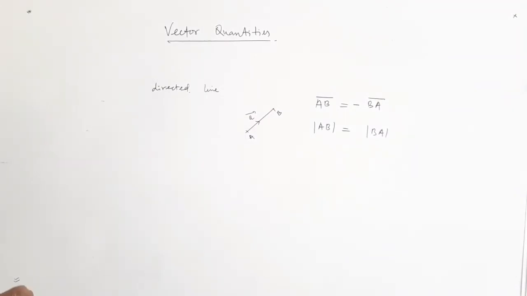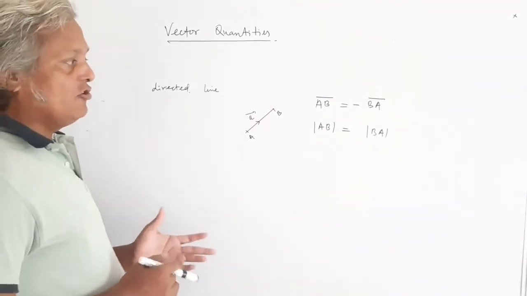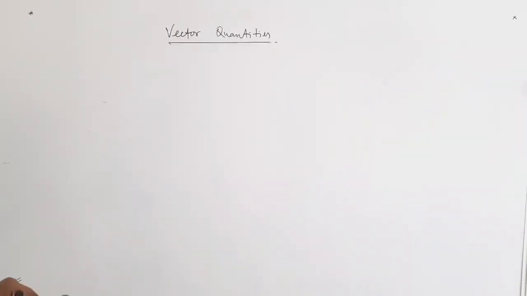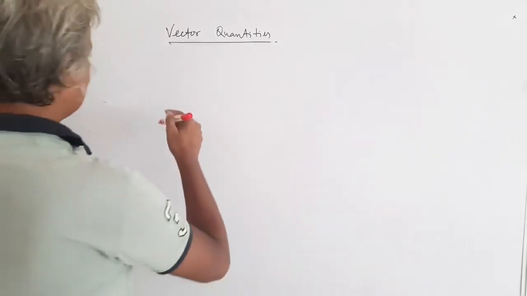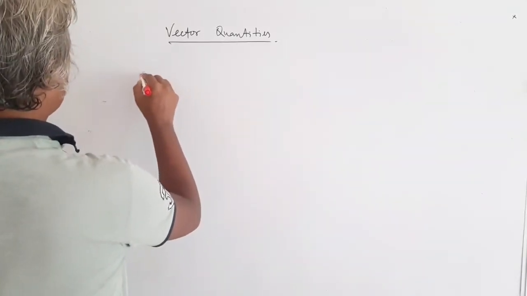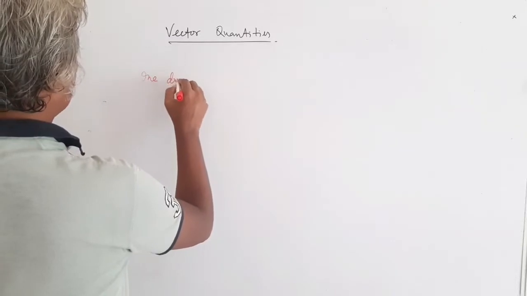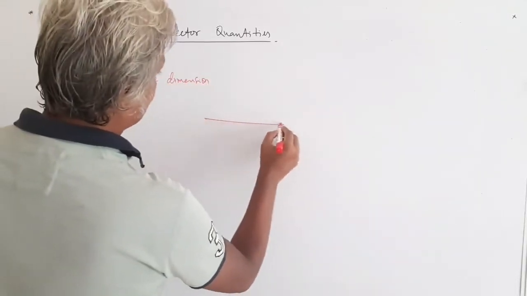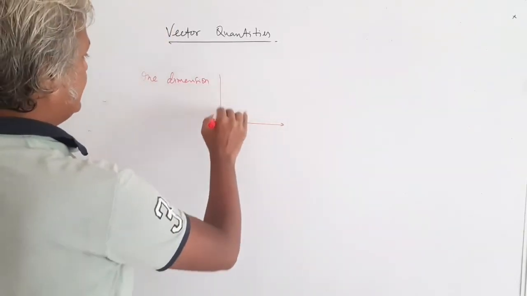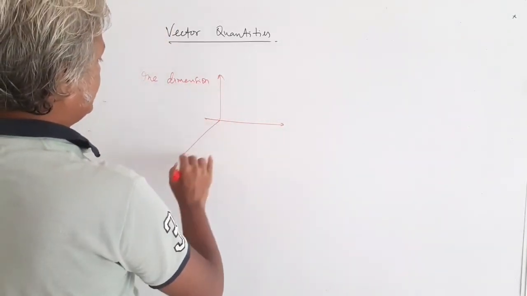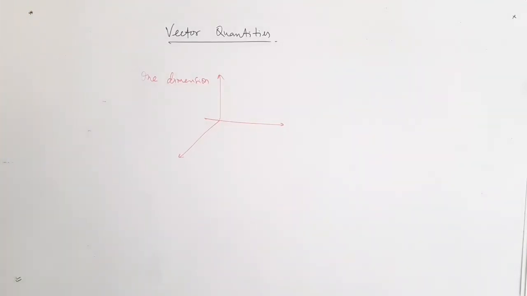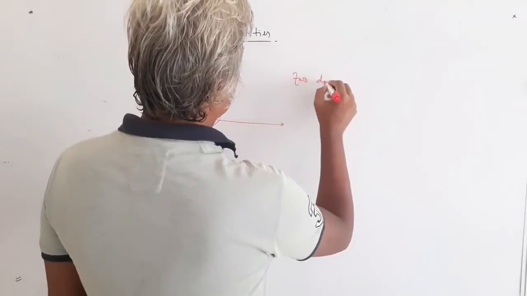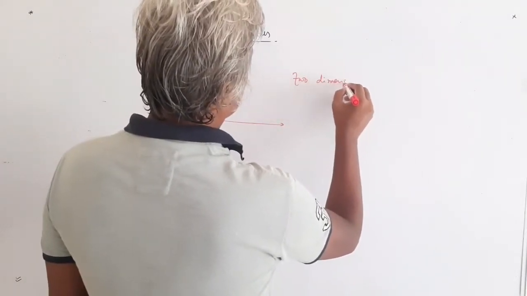Now if I use the idea of three-dimensional geometry, let me break this into dimensions. One dimension, you just saw, can be in this direction, this direction, or this direction. But if I say two dimensions, it means it has only two directions.